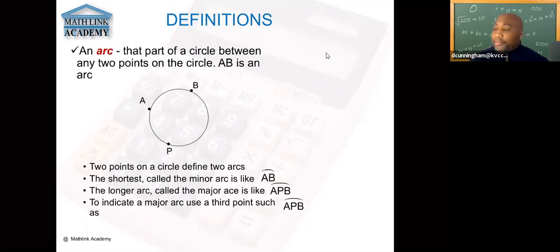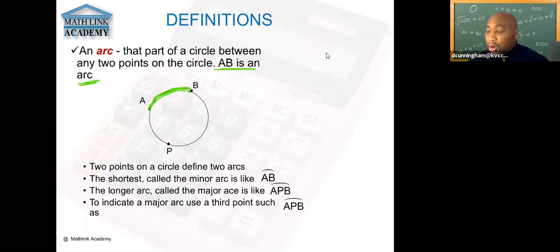Let's talk about arc. An arc is part of a circle between any 2 points on the circle. So we have AB, and notice the circle right here. AB is an arc. What do I mean by AB being an arc? I'm going to draw the arc AB. Here's the arc AB. That's in green. 2 points on a circle define two arcs. So you have to have 2 points on a circle to define arcs.